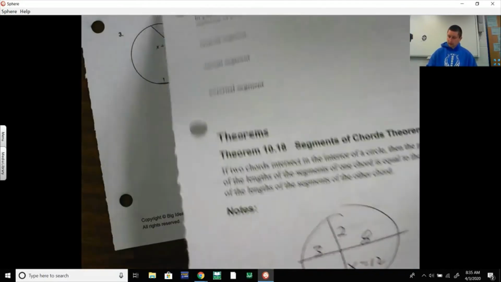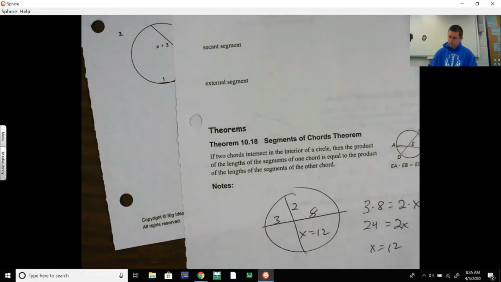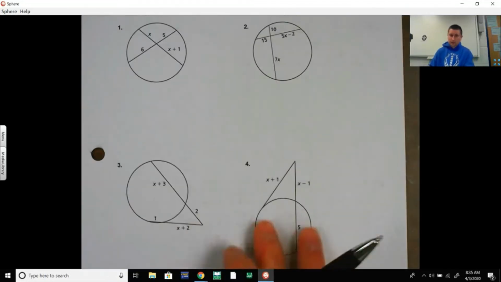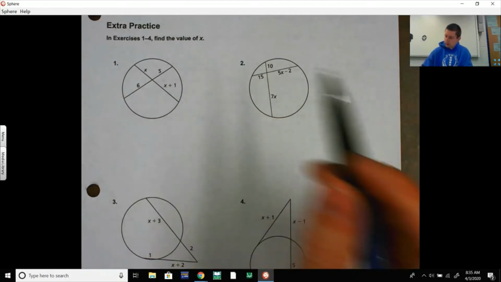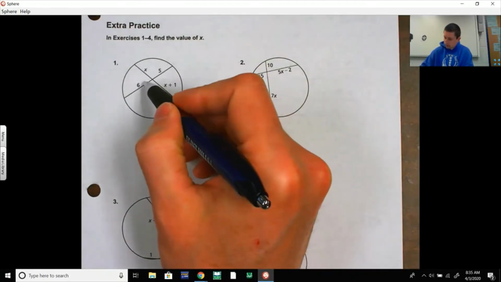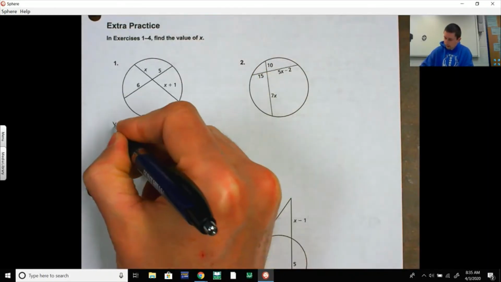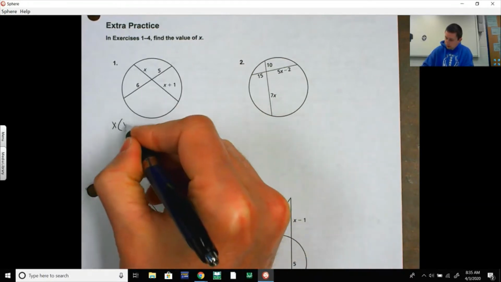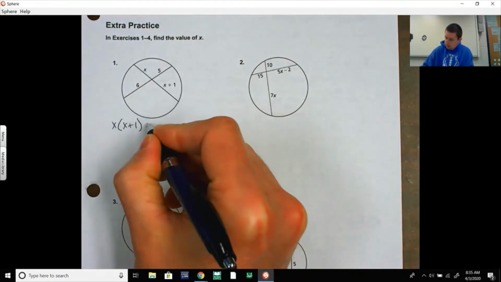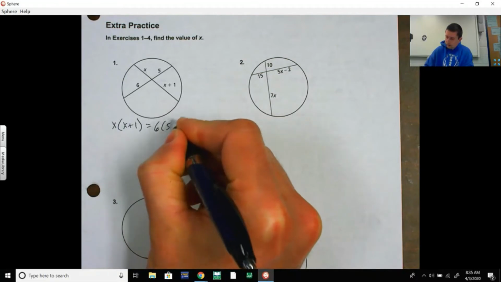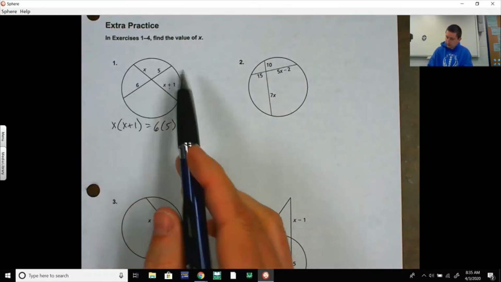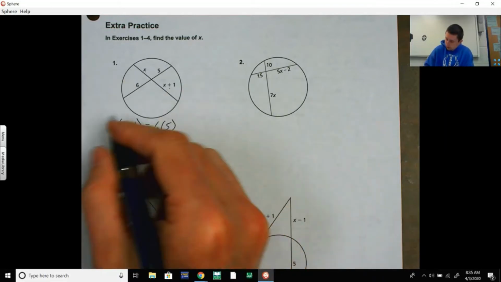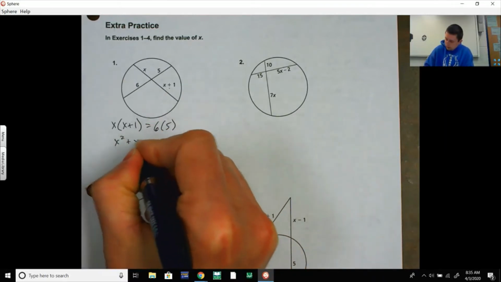Now for some of the algebra. Okay. So when we look at number 1, we're going to set it up and then I'll show you what we need to review here. It's a chord, so I have to take x times x plus 1 equals 6 times 5. So x times x plus 1 equals 6 times 5. The two parts equal each other. So when I distribute, I get x squared plus x equals 30.